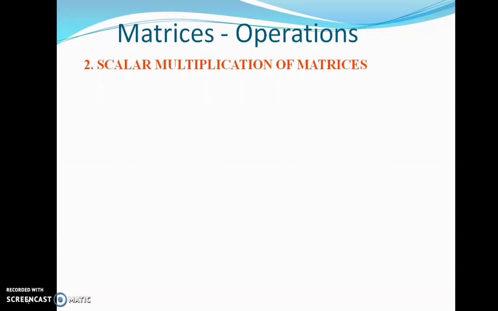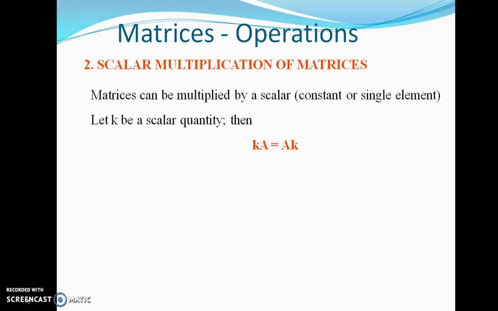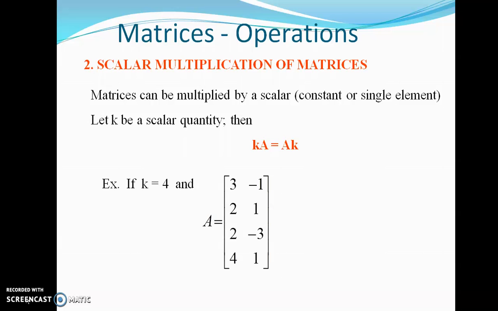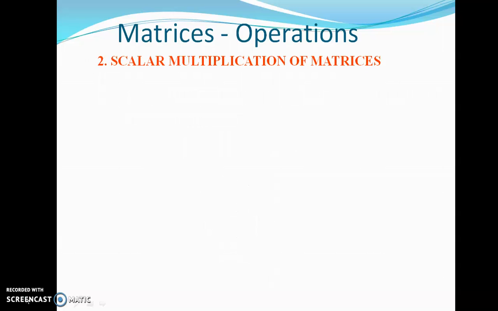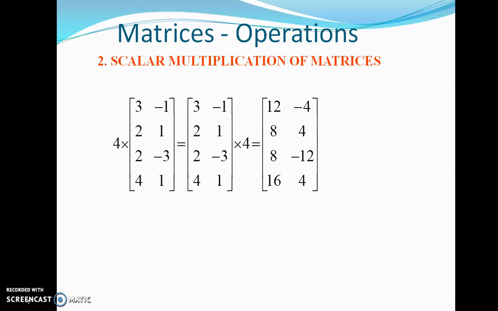When any matrix is multiplied by a scalar, then its every element is multiplied by that scalar. Here the matrix A is multiplied by 4. That is, every element of the matrix is multiplied by 4.